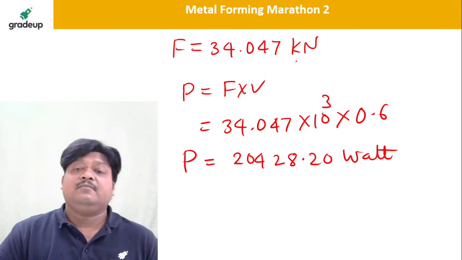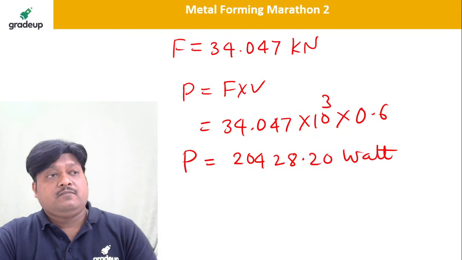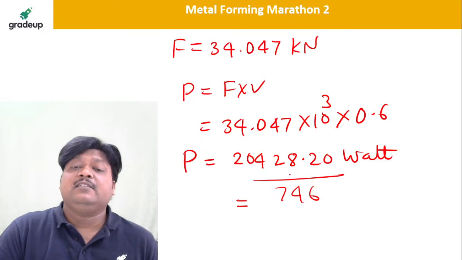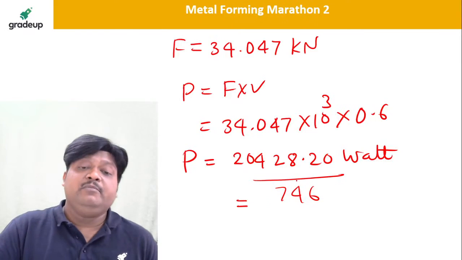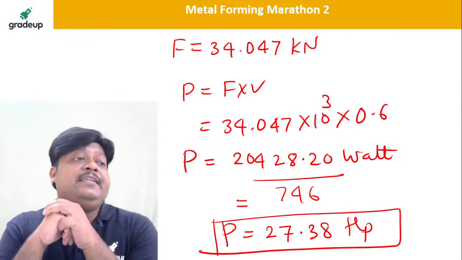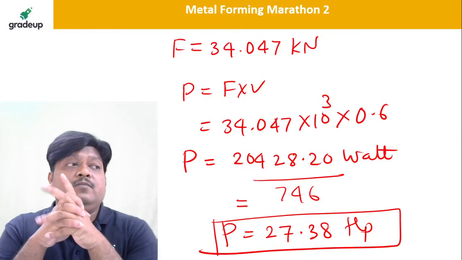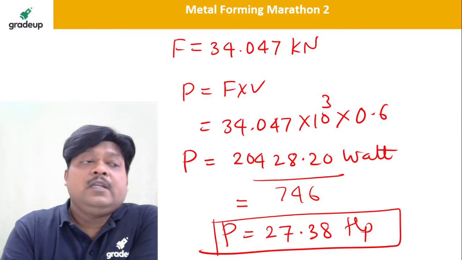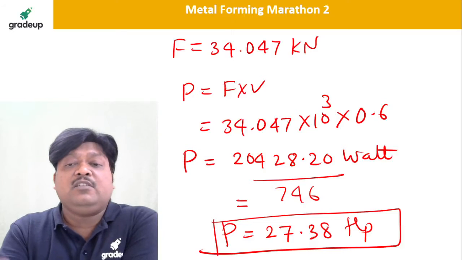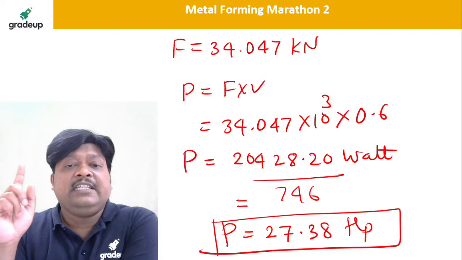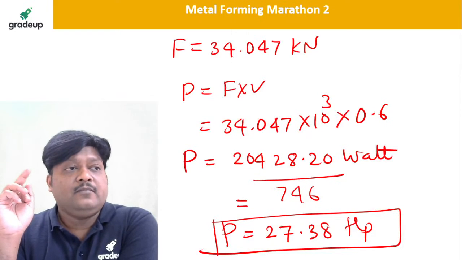Now see here. Convert this watt into horsepower. If I divide it by 746, it will be around 27.38 horsepower. Is that okay? So 27.38 horsepower, because 1 horsepower is equal to 746 watt. One horsepower is equal to how many watts? 746. Yes. I hope it is clear.